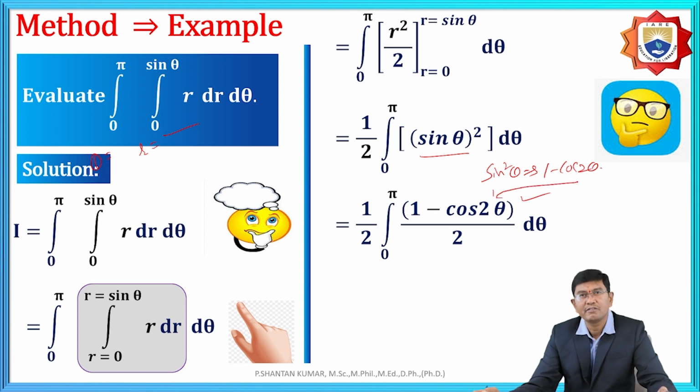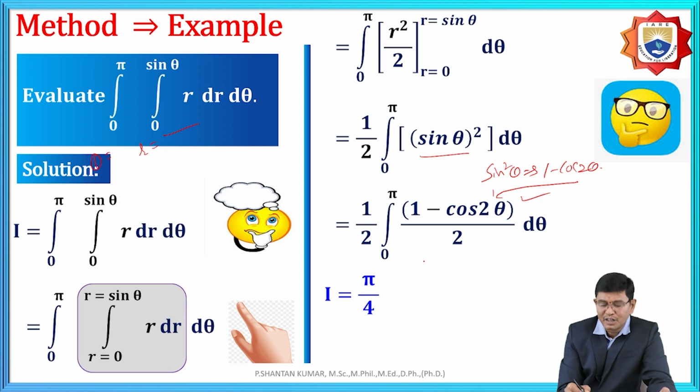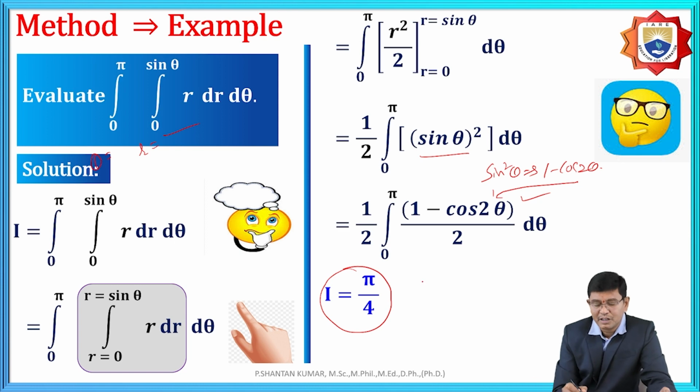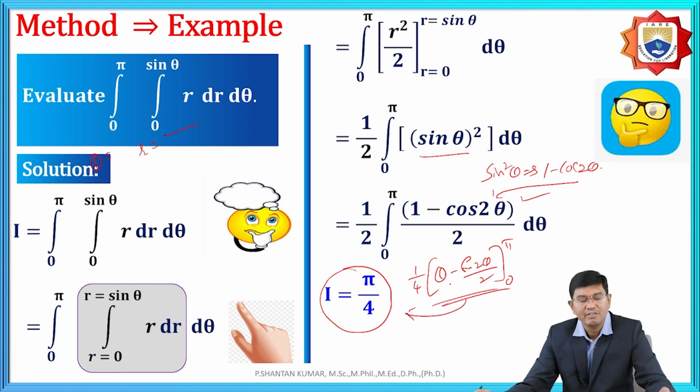And again here, 1 by 2 and take out common 1 by 4, and the rest of the term is 1 minus cos 2 theta. The integration of 1 is theta, and the integration of cos 2 theta is sin 2 theta by 2. And again the lower limit is 0 and the upper limit is pi. While we are doing that, after replacement of theta from 0 to pi, we obtain pi by 4. That means here simply 1 by 4 taken out common, it is theta minus sin 2 theta by 2, the limits are 0 to pi. And after replacement of the upper and lower limits, we obtain pi by 4 as the final solution.